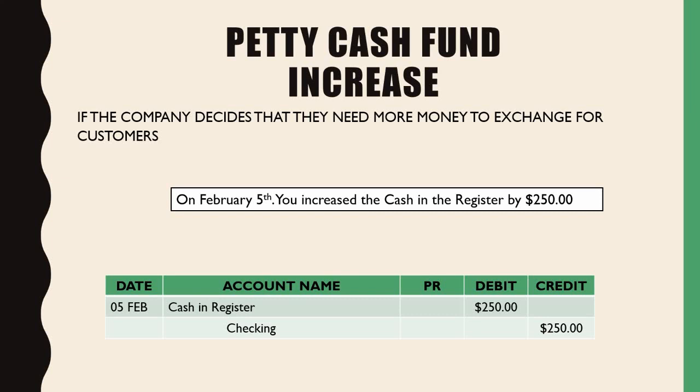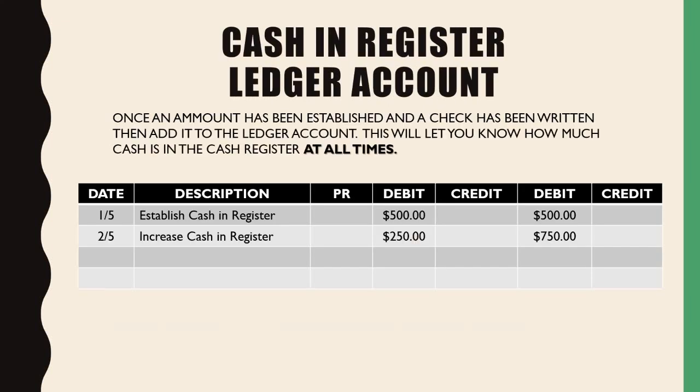If that's the case, here is what's going to happen. If you're running out of money, you're going to do exactly the same thing as with petty cash, except instead of debiting the petty cash drawer, I'm going to be debiting the cash in the register to represent that I need more cash in my register. And of course, you're going to be taking that out of your checking account. Okay. And then you're going to add that to there. So 500 plus 250 gives you $750 in your cash register.